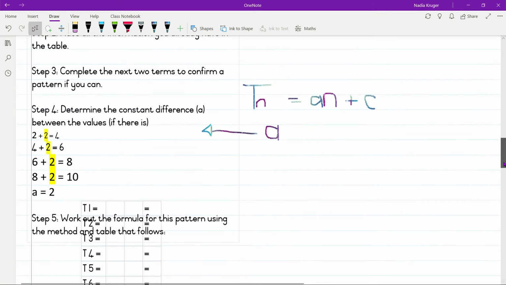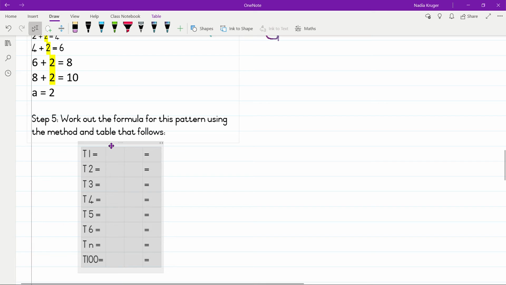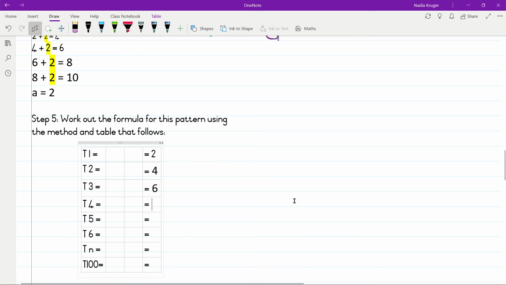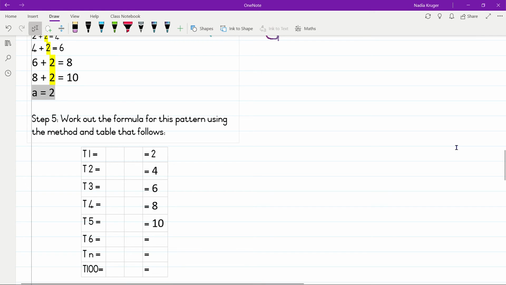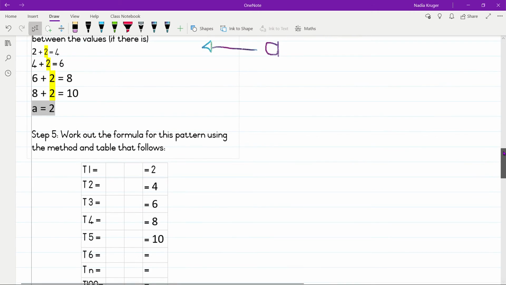Okay, step 5, you have to work out the formula using a specific pattern for the pattern, and this is the method that I like. It basically sums up all the information you have properly and gives you space to calculate. Okay, so the first term that we have, our answer was 2. The second one was 4. Then we had 6, 8, and 10. We determined the value of A there. So if we place it in the formula here, it becomes A, then our term number plus C. Do we know what C is yet? No, we have to determine C.